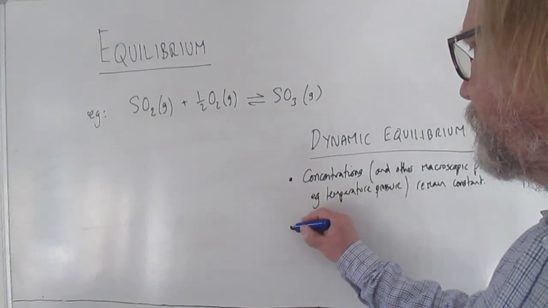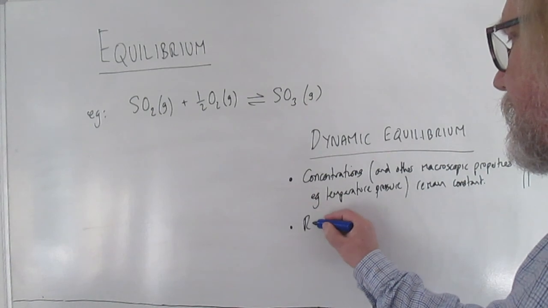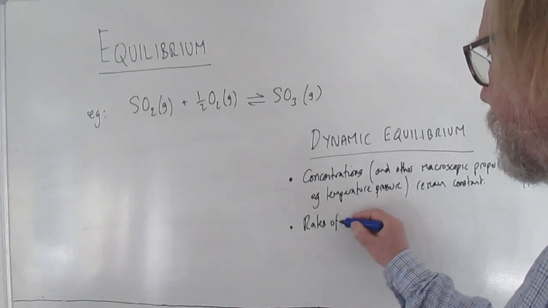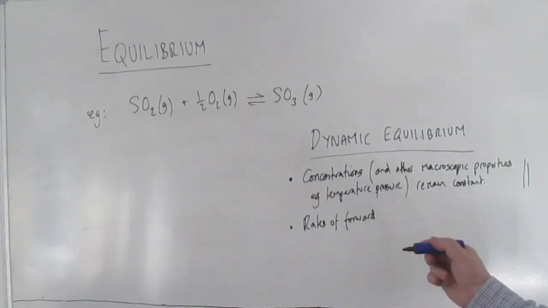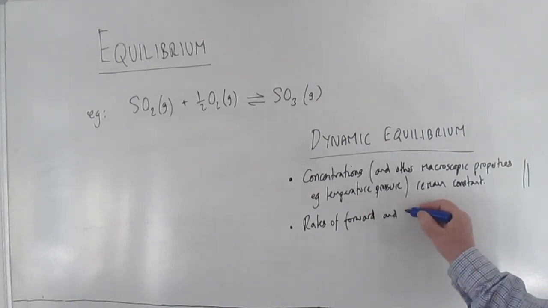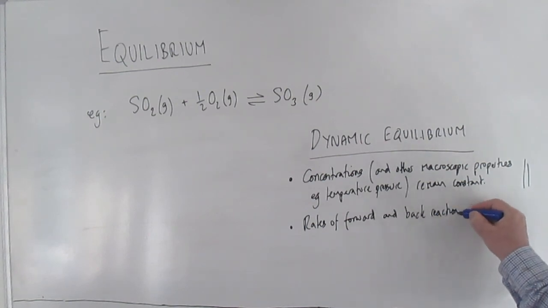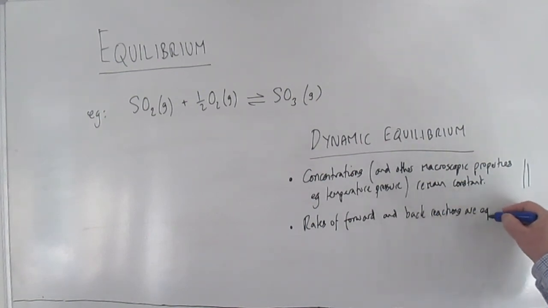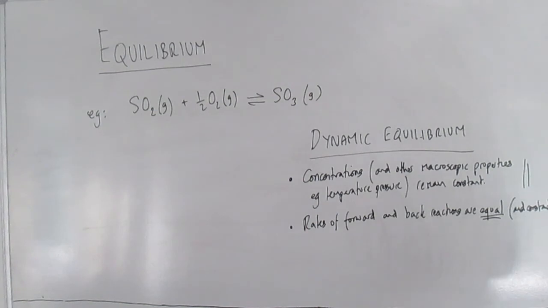And then the second thing we've already stated, but we'll just write it again, is that the underlying reason for that is that the rates of forward and backward reactions are equal, yeah, and constant. Okay, so it's that equality which prevents the concentrations from changing.